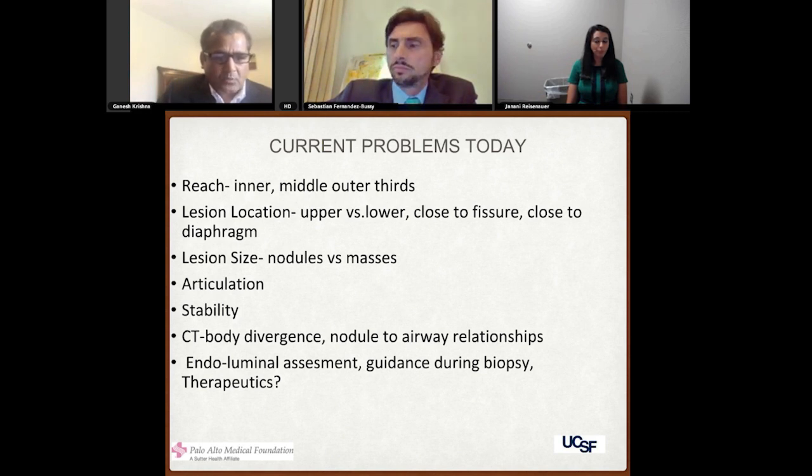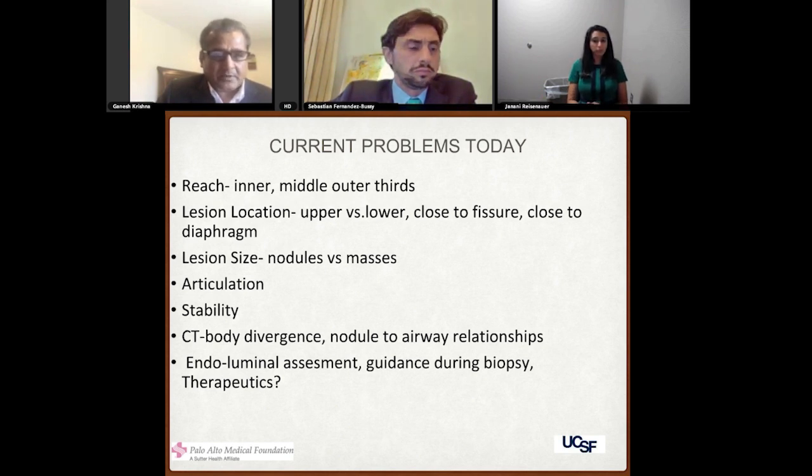We will touch a little bit more on CT to body divergence and nodule to airway relationship in the next slide. But there is an ongoing spirited debate and a lot of valuable learning in terms of whether or not we need endoluminal assessment in the periphery of the lung. Do we need continuous visualization of the peripheral airways as we do the biopsy, versus is image guidance sufficient to the biopsy and have a peripheral visualization until we get close to the target?